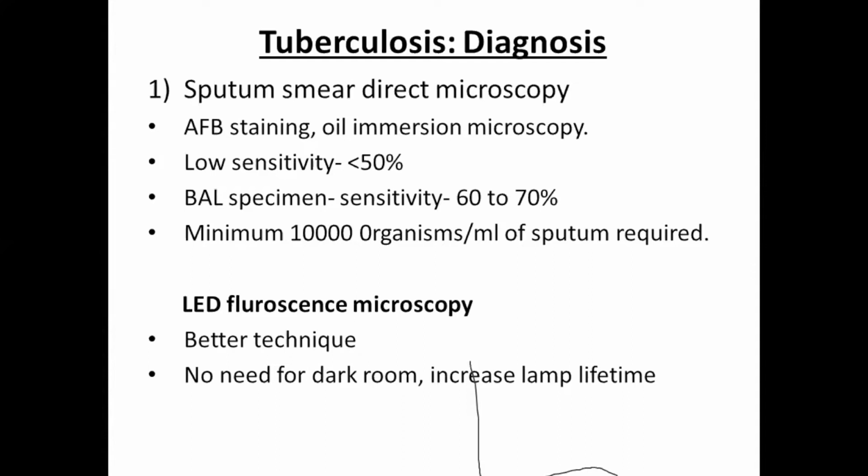And LED fluorescent microscopy. Let me stop you over here, Deep. What are the ways that you can collect samples? What are the ways that you can increase the yield of the organisms in the sample? Basically we take two samples. First, a spot sample, and then an early morning sample for better diagnosis.